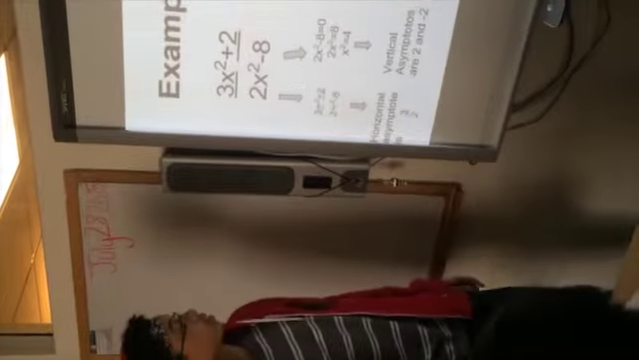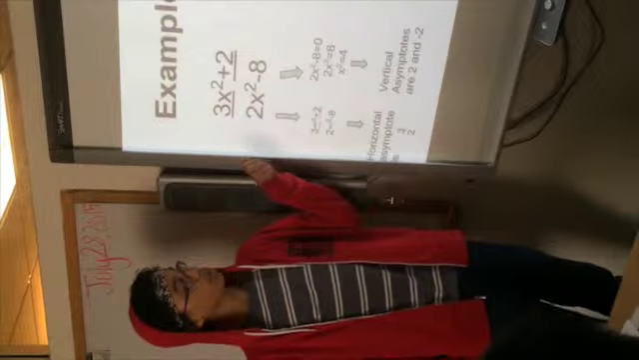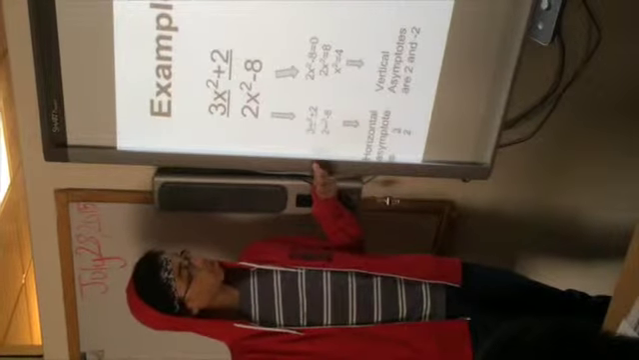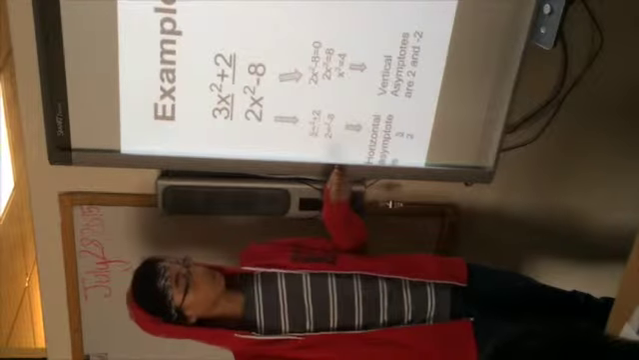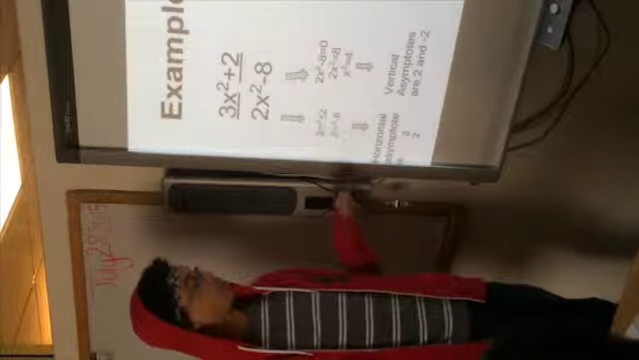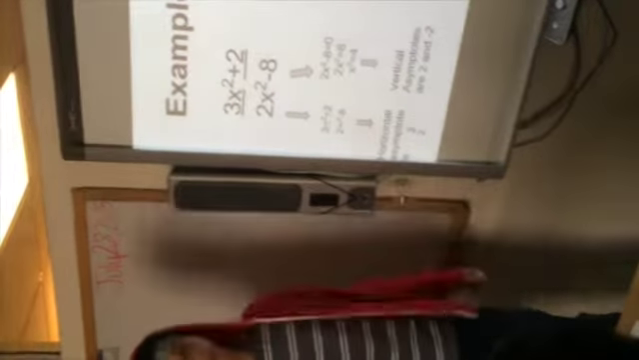Then, if you want to get the horizontal asymptote, you plug in infinity for x. So you get 3 times infinity squared plus 2 over 2 times infinity squared minus 8. Then you can just take that and you get that the horizontal asymptote is 3 over 2.